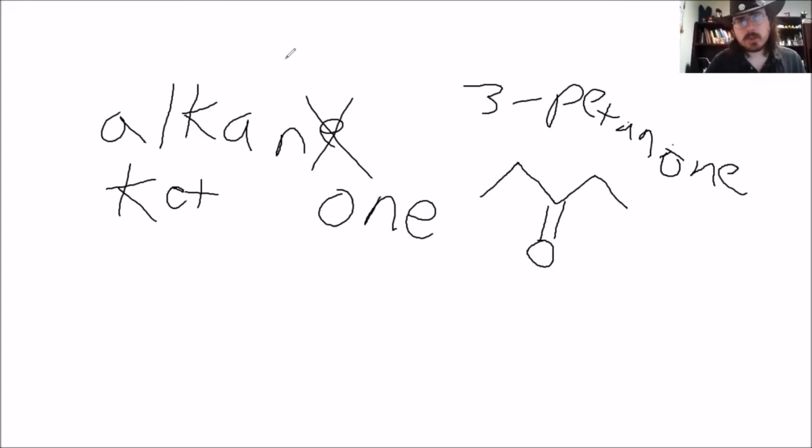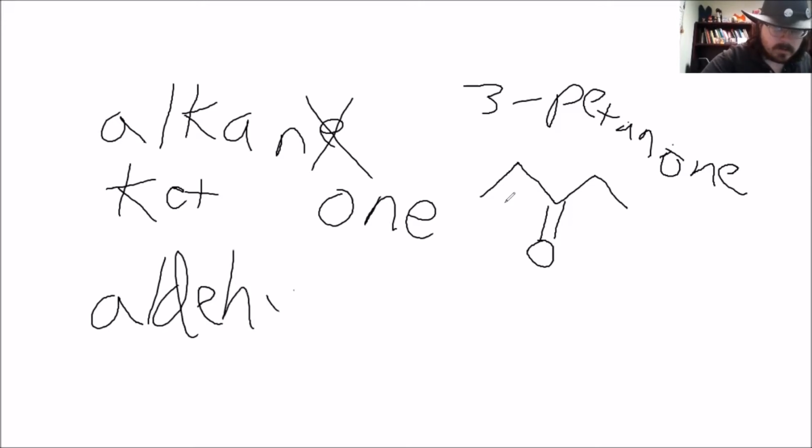Excuse my shoddy handwriting. I'm drawing this with my smudgy fat finger onto a touchscreen. 3-pentanone. We number where it's occurring in the structure. Now with aldehyde, we remove the E once again, but now it becomes -al.